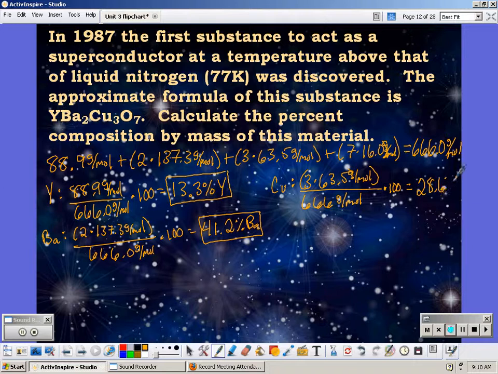And we would have 28.6% copper. Alright, for oxygen, because oxygen is our last element here, what we can do, since percentages always add up to 100, is we can take 100 and subtract our 3 percentages to get our percent of oxygen. So oxygen has a percentage of 16.9%.